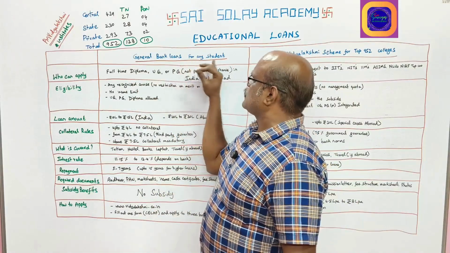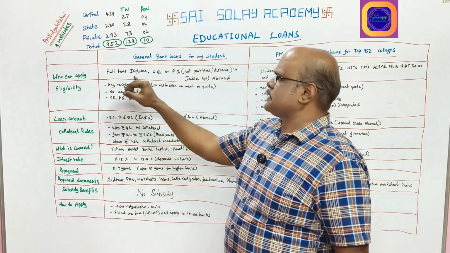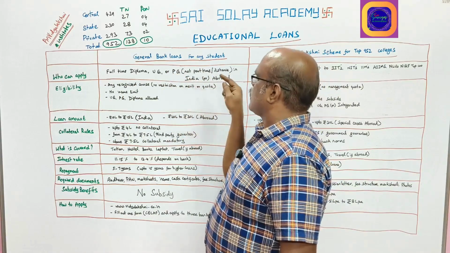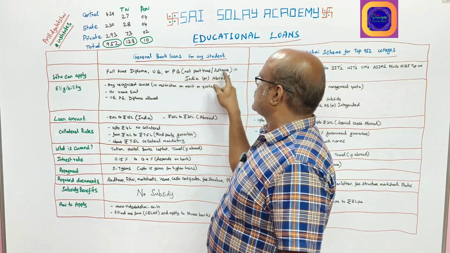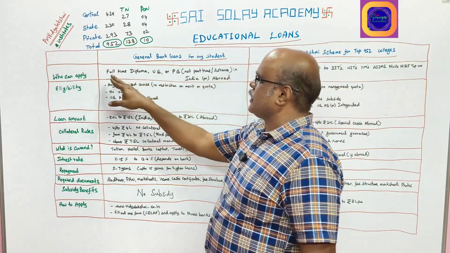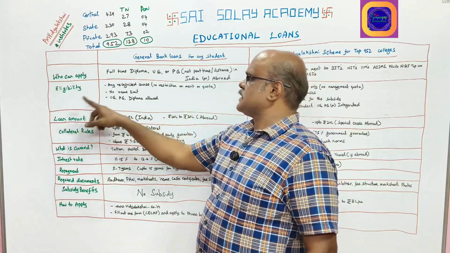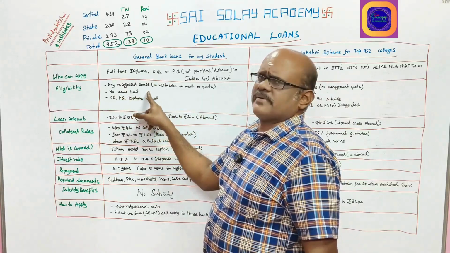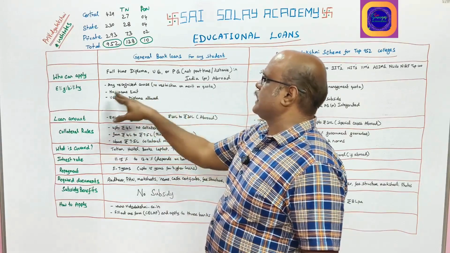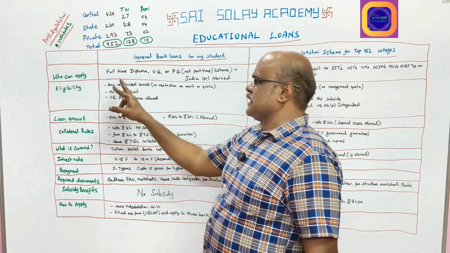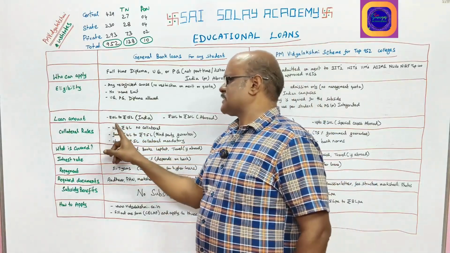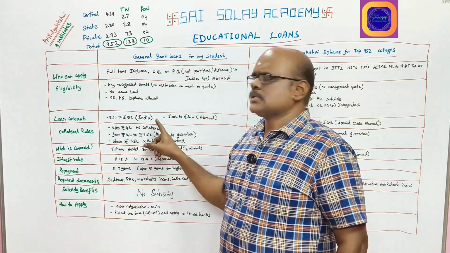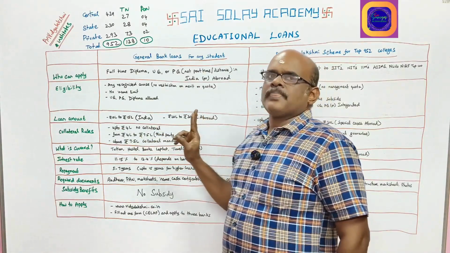In case of general bank loans, students who are eligible are those doing diploma, UG or PG in regular mode, not in part-time or distance mode, in India or abroad. Any recognized course is eligible. There is no income limit for their parents, and they can go for any UG, PG or diploma courses. The loan amount they can be sanctioned is 10 lakhs to 15 lakhs inside India, depending upon the fee structure of your course, and 20 lakhs to 30 lakhs for abroad studies.